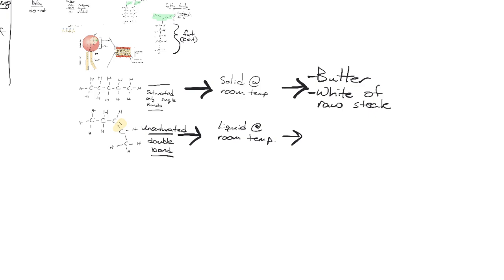Liquid at room temperature, the examples we gave were olive oil and corn oil. Now, at regular room temperature, it's liquid, but you don't want to pour these down the drain because when it gets cold in those drains, these can also become solid. We're all good with this so far? All right.